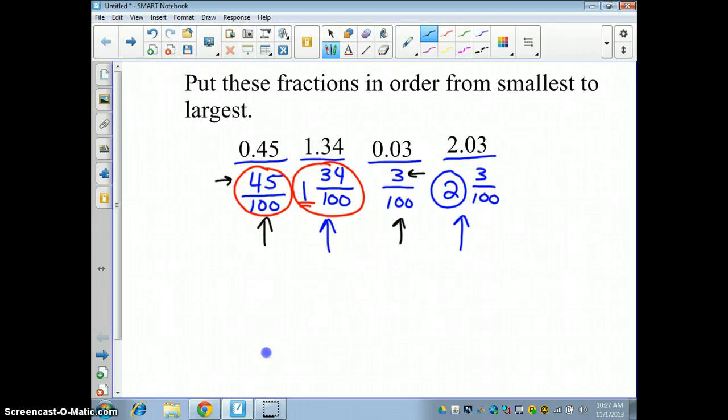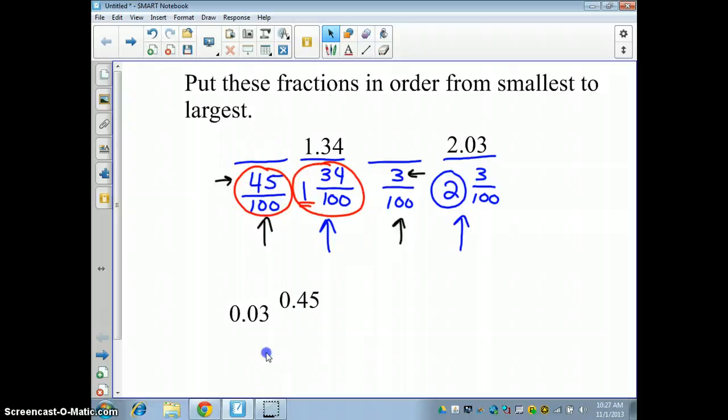So I know that 3 hundredths is a smaller number. So I put that first. I then know that 45 hundredths is the next smallest number. From there, I can really just look at the whole numbers. I know that this is a 1 and 34 hundredths because of the one whole number, and 2 and 3 hundredths would be the next number. These numbers are in order from smallest to largest.